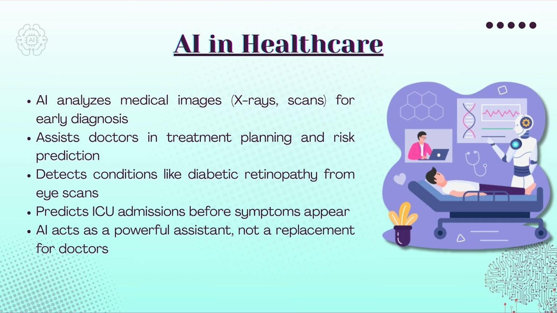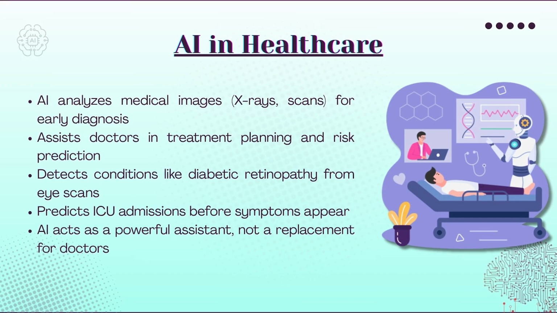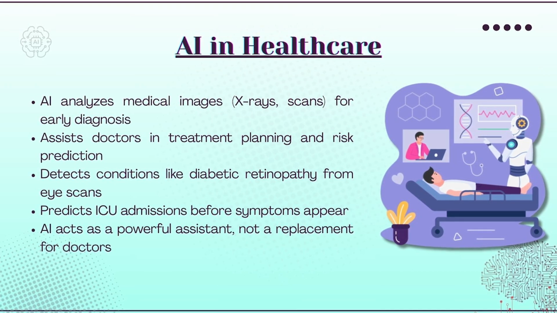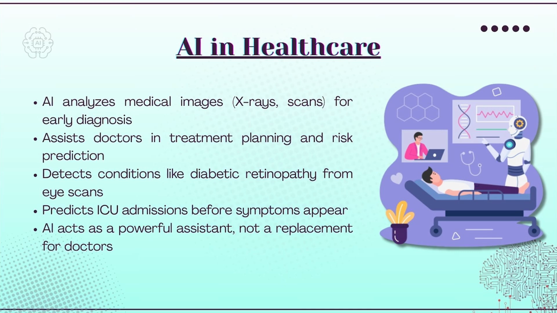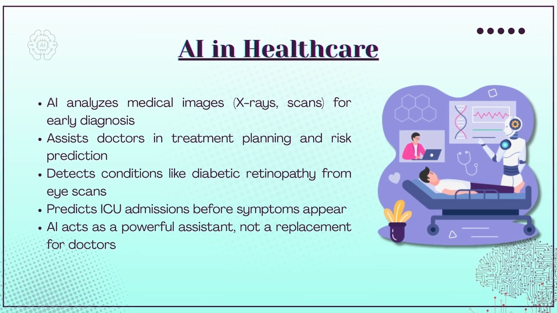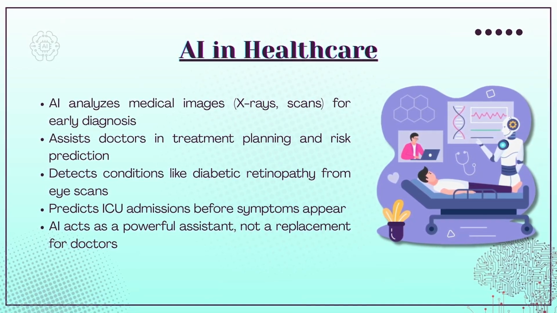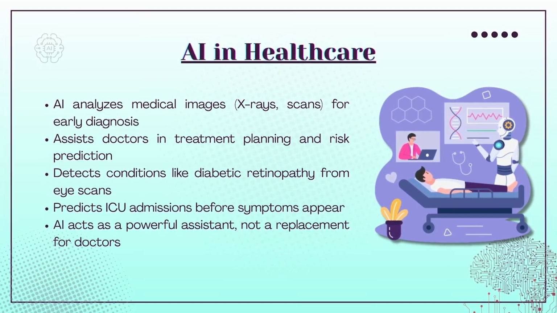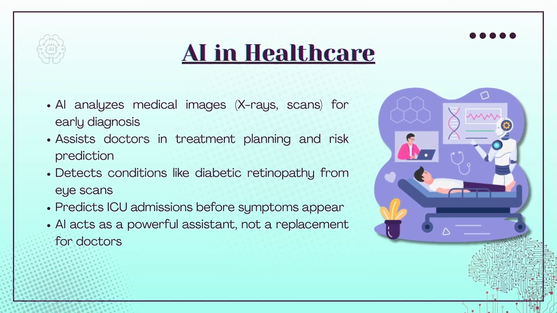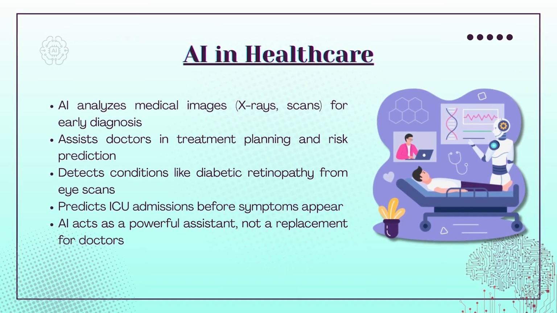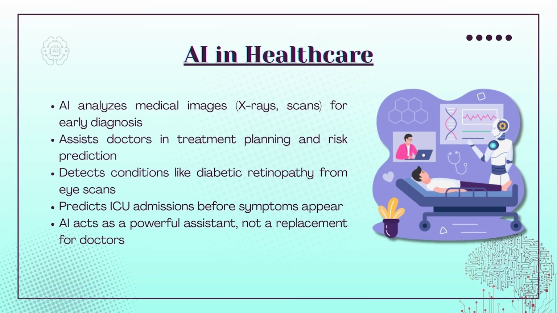Now, the next one is AI in healthcare. So, imagine this: you walk into a hospital and an AI system looks at your chest scan and flags early stage cancer. That's not the future, that's already happening now. AI can analyze thousands of medical records, images, and even genetic data faster than any human. And it's already helping doctors in diagnosis, treatment planning, and predicting the patient's risk. There are AI models that can detect diabetic retinopathy from just eye scans. Others predict whether a patient might end up in the ICU hours before symptoms even show. So in short, AI isn't replacing doctors, it's becoming their most powerful assistant.